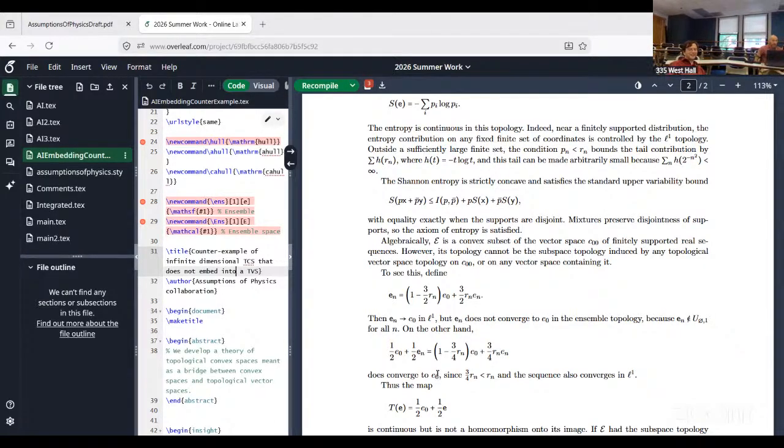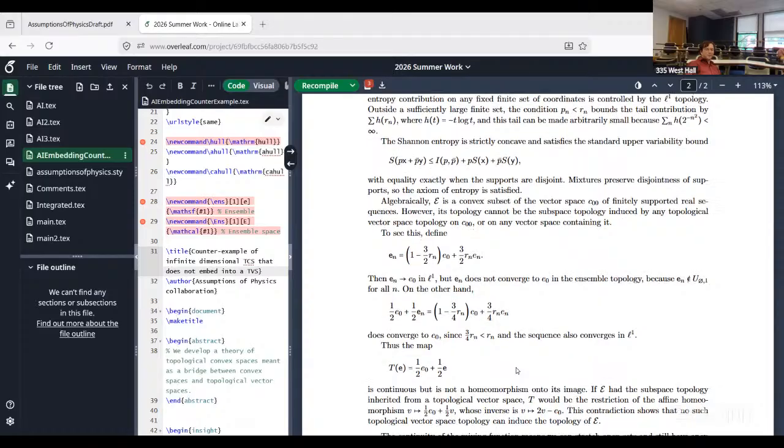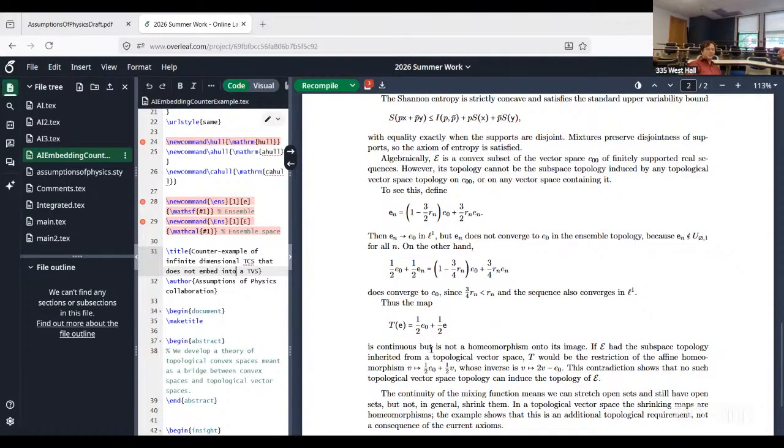So it's nasty. The whole thing is nasty, but you have a proof of existence that now this cannot possibly embed in a topological vector space because this thing cannot happen in the topology of a topological vector space. That's what you said yesterday. Right, and so this map is continuous, but it's not a homeomorphism onto the image because otherwise you have this thing that would not make sense.